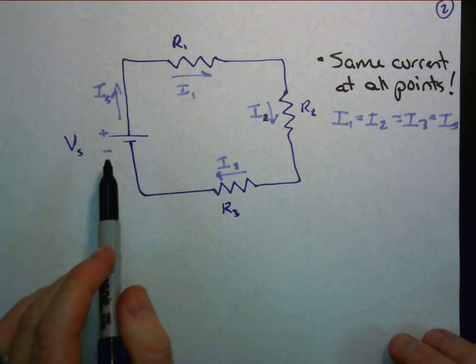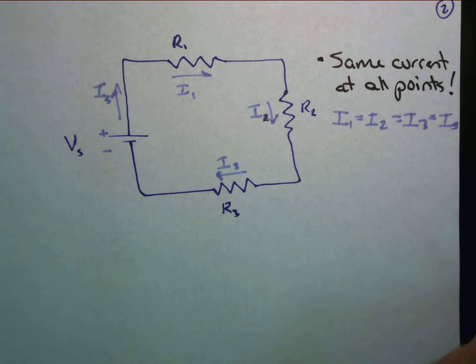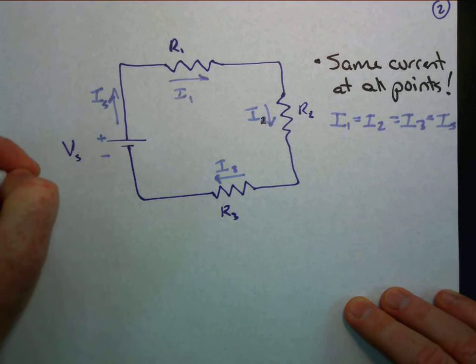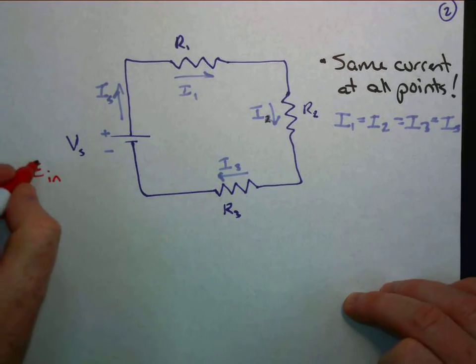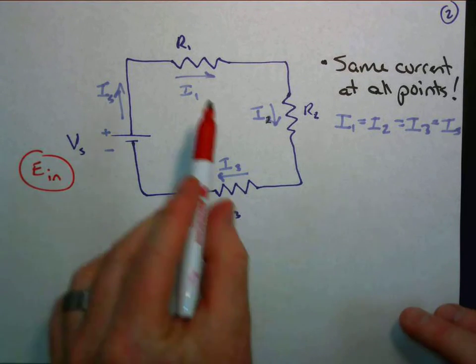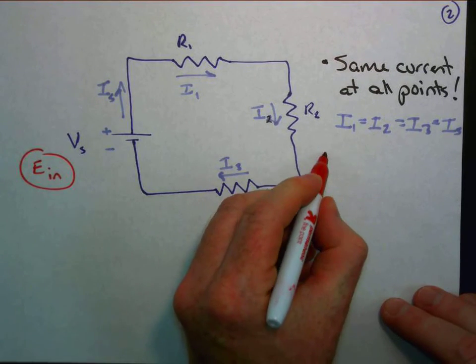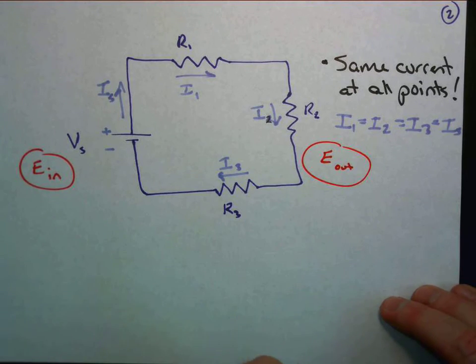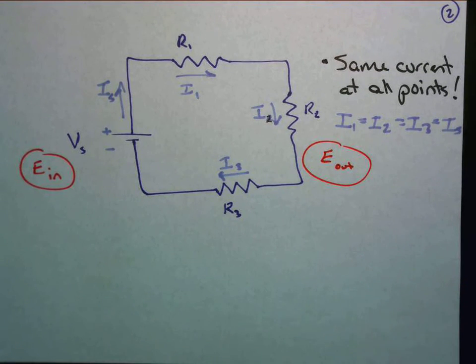So the voltage source adds energy. We have energy in over here on this side. And then these resistors all represent an amount of energy out over here. Each resistor takes some of that energy away. So while the voltage source provides a voltage gain, each resistor provides a voltage drop.